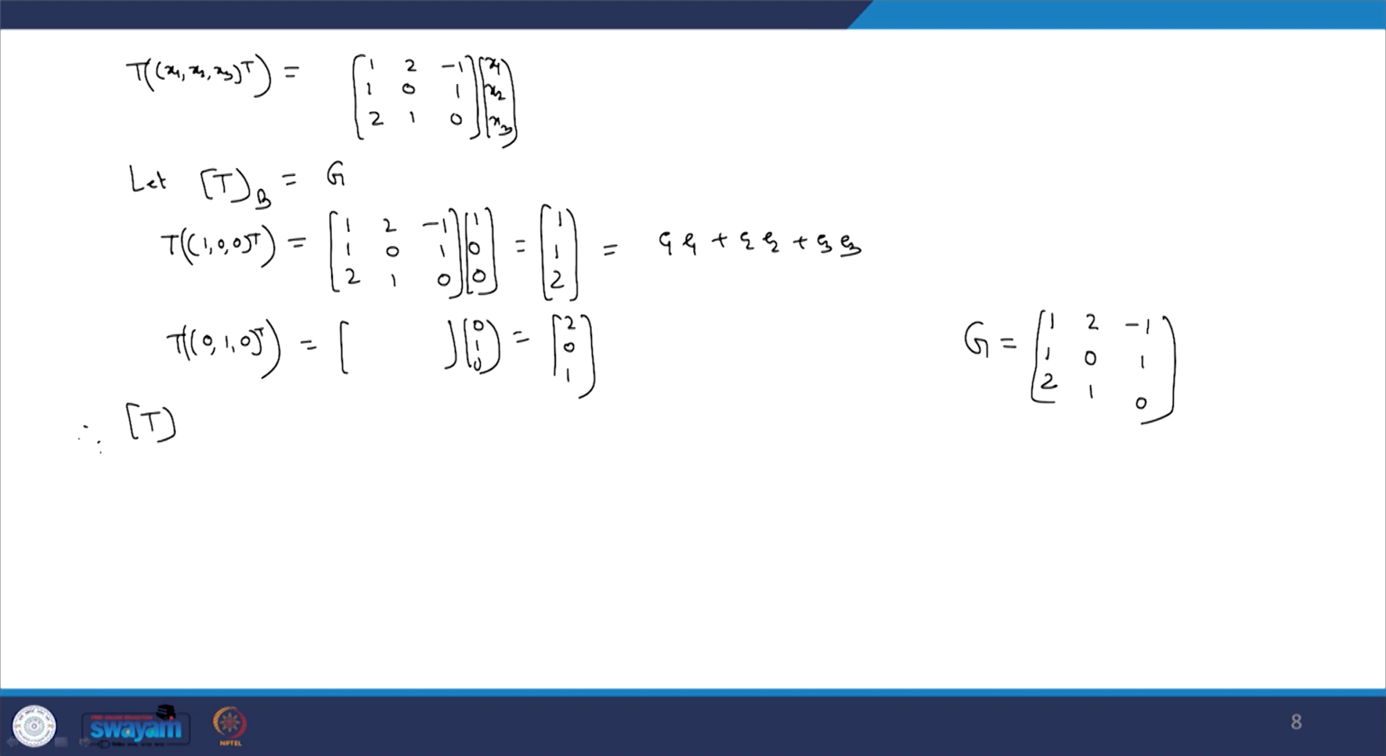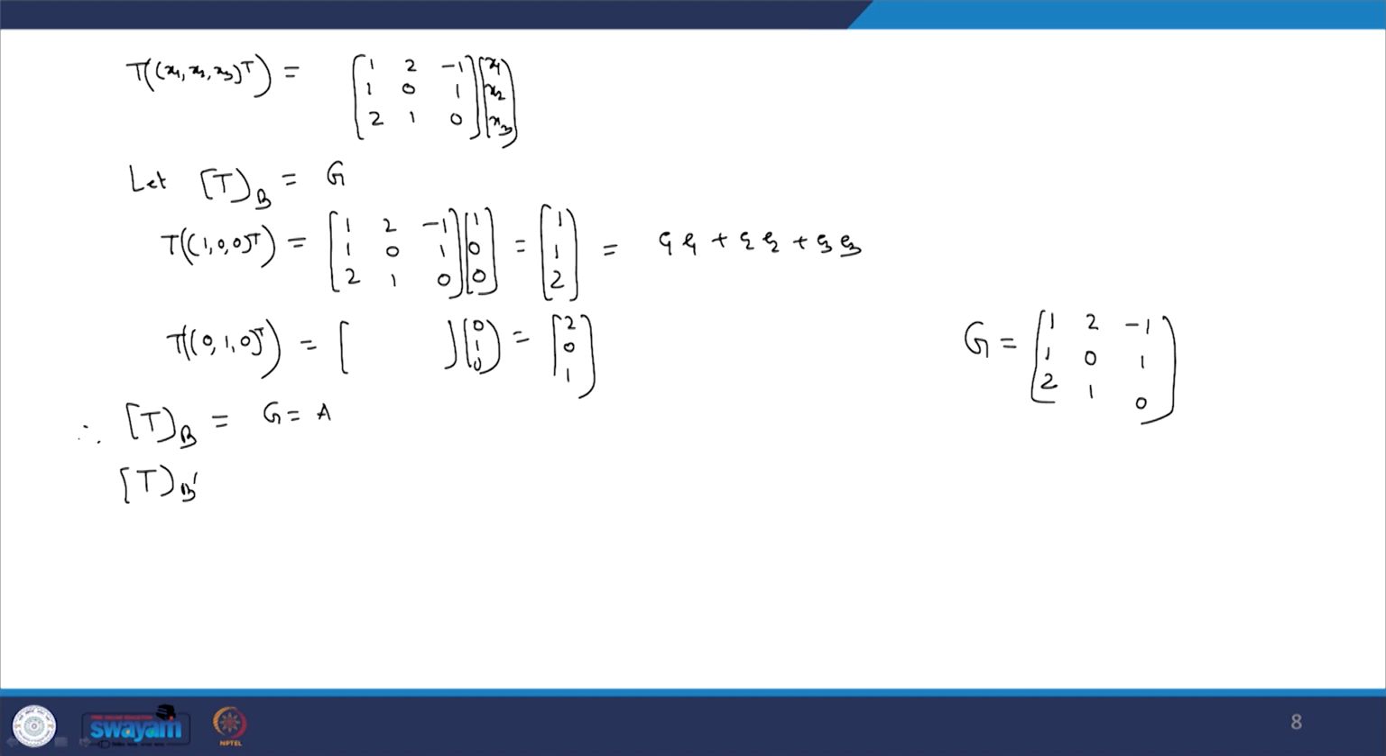So, the matrix representation of T with respect to ordered basis B is equal to that matrix. So, G equal to the given matrix A itself. Now, what can you say about the matrix representation of T with respect to B prime?